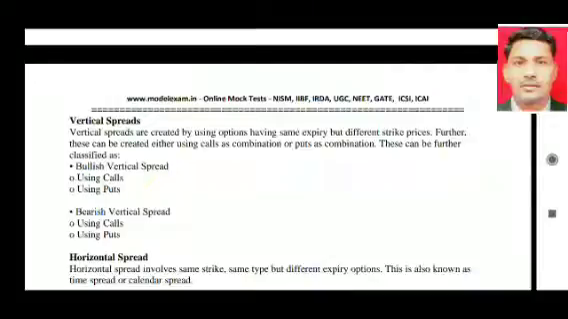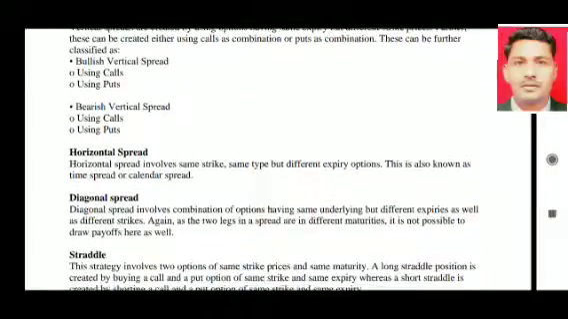What is the horizontal spread? Horizontal spreads involve the same strike and same type but different expiry options. This is also known as time spread or calendar spread. Diagonal spread. Diagonal spread involves a combination of options having the same underlying but different expiries as well as different strikes. Again, as the two legs in the spreads are in different maturities, it is not possible to draw the payoff here as well.